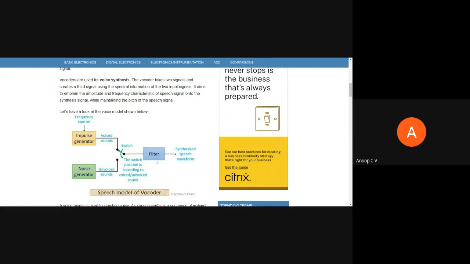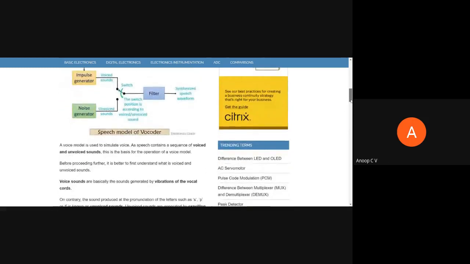You can see a filter. Whatever our vocal cord or air tract does to produce a sound, that function is performed by this filter. So this is the speech model of a vocoder. Initially you write what a vocoder is, that it works on the principle of formants, about voiced and unvoiced sounds, and the speech model of a vocoder. Till here, is it clear? Yes, sir.